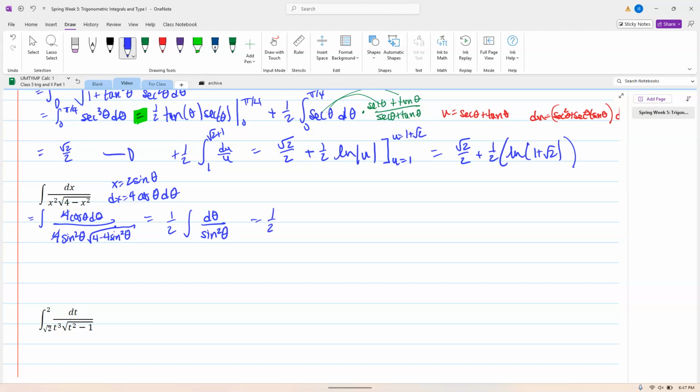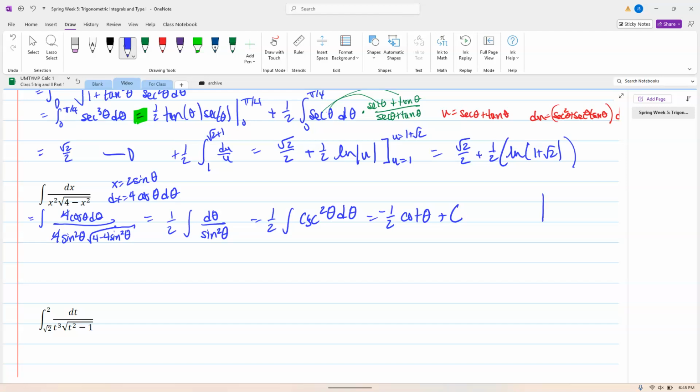Okay, well that's just 1/2 integral cosecant squared theta d theta, and that is a nice antiderivative. That is just negative 1/2 of cotangent of theta plus c. And I'm done, right? No, I began in x, right? So then this is where I need to maybe reference my triangle.